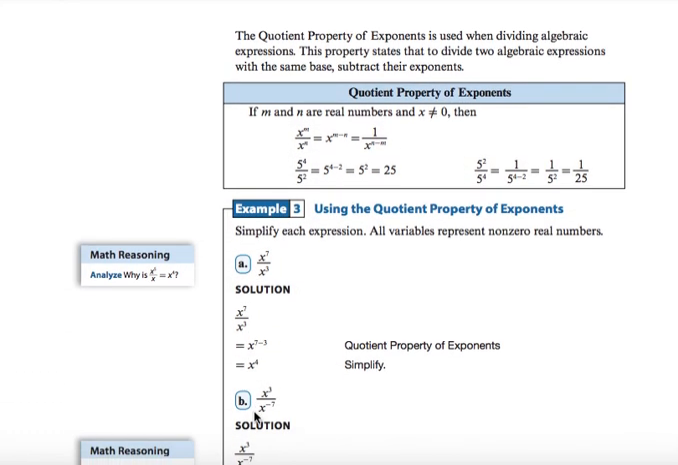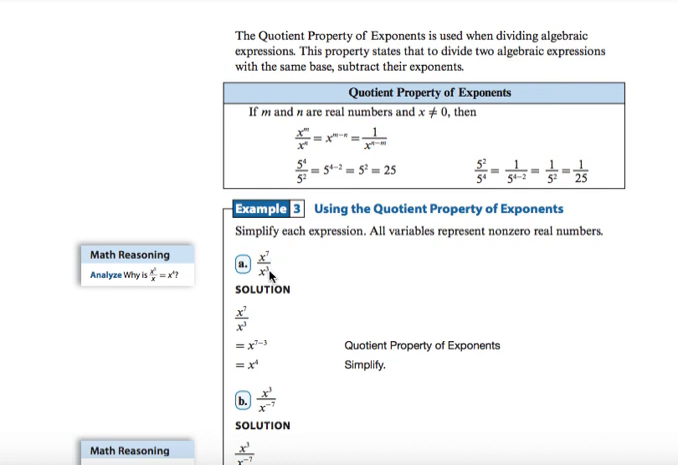Next, we're going to learn about the quotient property of exponents. The product property of exponents says if the bases are multiplied together, you can just add the exponents. Here, if they're going to be divided, subtract those exponents. The quotient property of exponents is used when dividing algebraic expressions. This property states that to divide two algebraic expressions with the same base, subtract their exponents. So when there's division happening between those exponents, you're simply subtracting the exponents, the opposite of what you would be doing in the product property.